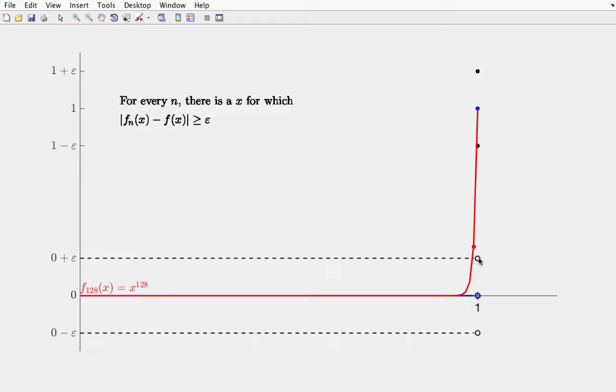But x to the n is continuous for every n. However, f of x is discontinuous. So there's no way that x to the n can converge to something discontinuous uniformly. In fact, we'll prove that result shortly.